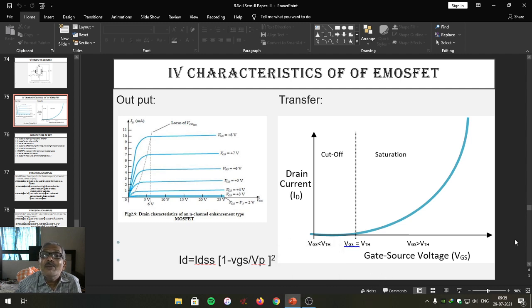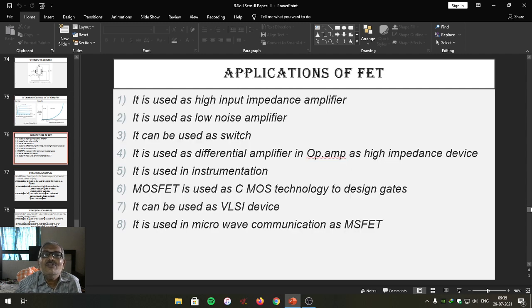Friends, almost all we have completed this particular topic. Let me introduce the applications of the FET. Up till now we have studied three types of the FET. One is junction FET, second one is D-MOSFET, and third one is E-MOSFET. We are extending ourselves to study some of the applications of the field effect transistor in general.